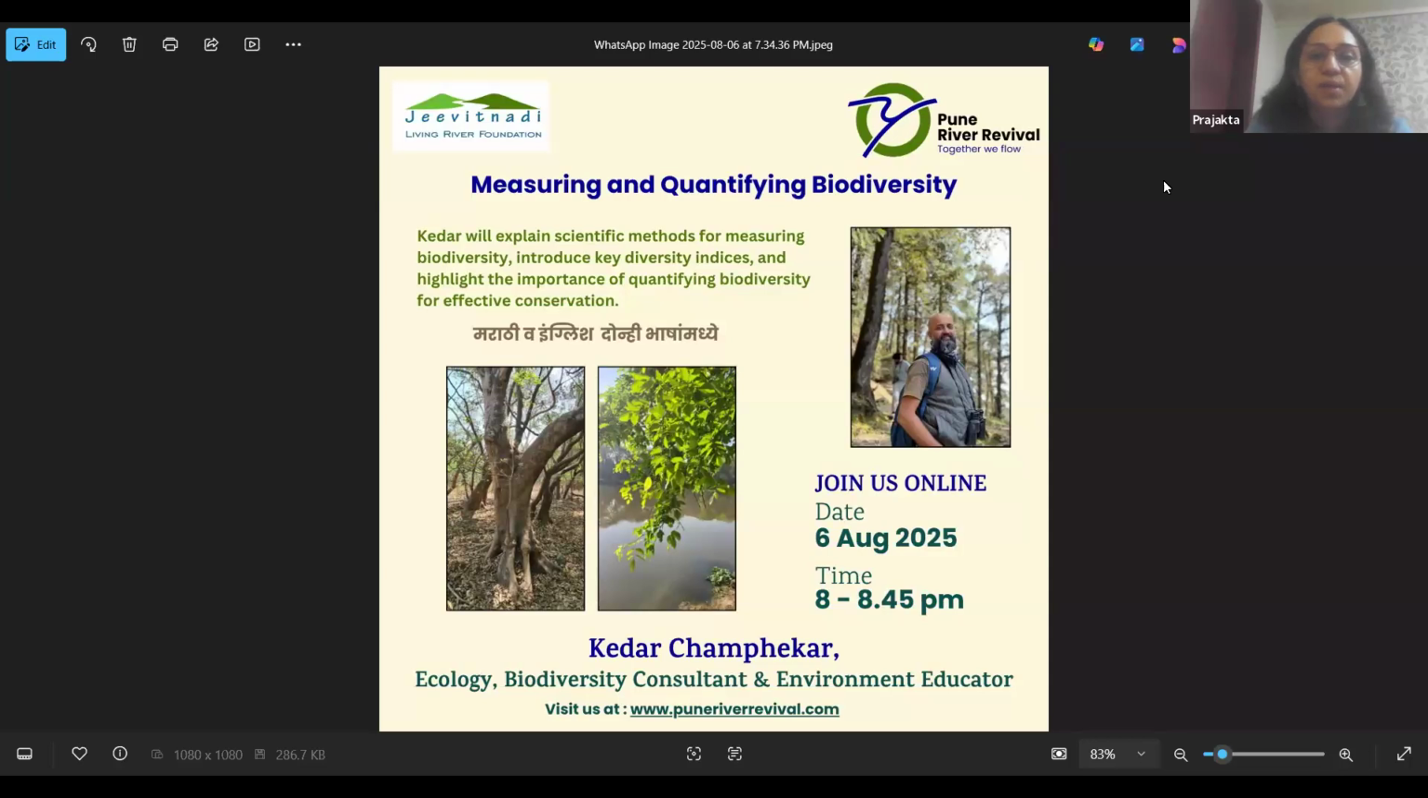So today we have Kedar Champhekar with us, and Kedar is an expert in biodiversity who has been helping us out with various mappings, and he has done a lot of bird counts and a lot of studies on the Pune river banks also. So I think it would be interesting to know from him how he actually measures the biodiversity and what are the important aspects and how do you actually quantify that. So Kedar, over to you.